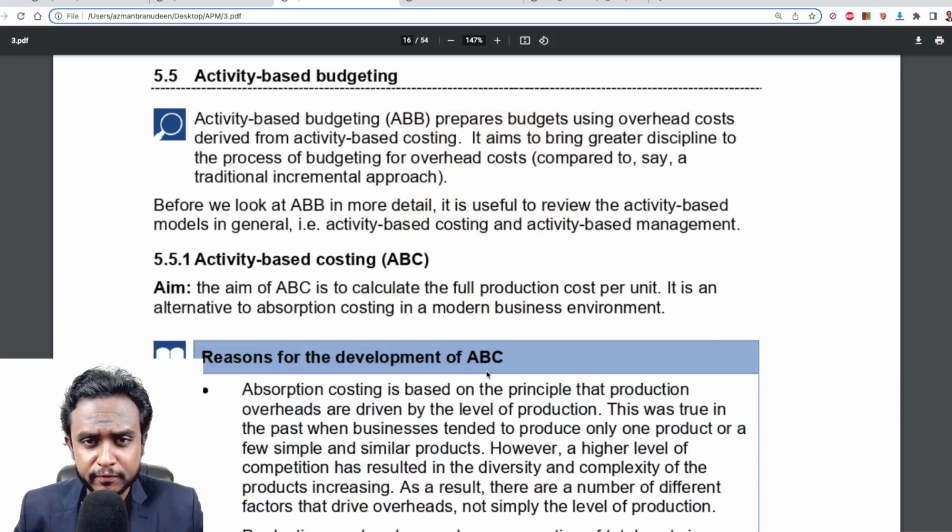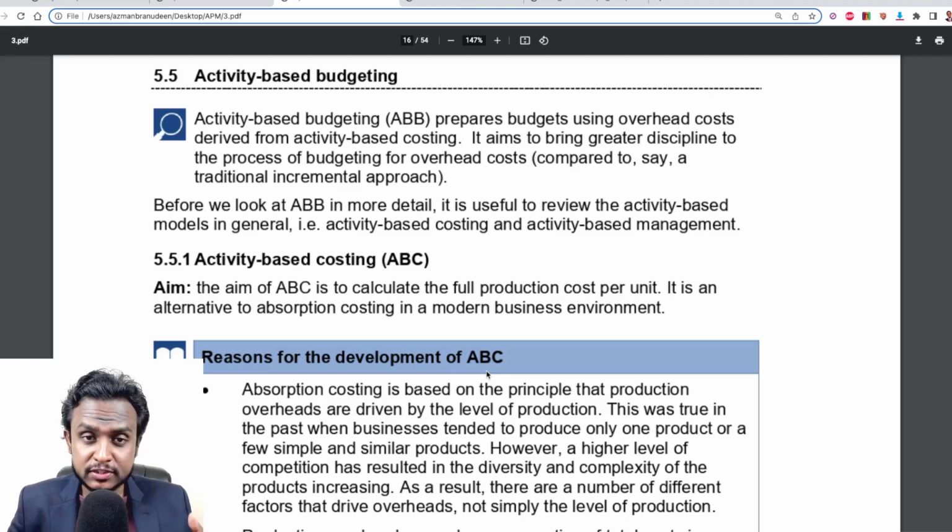Welcome. We will be looking at activity-based budgeting as one of the important budgeting systems. But before we look at activity-based budgeting, there are a few things that the study text prompts you to recap. Because it's already been looked at, except a component called ABM, there's a component on ABC, activity-based costing. So we're going to look at it because activity-based budgeting is based on ABC results, ABC work.